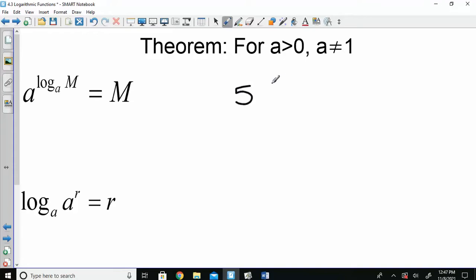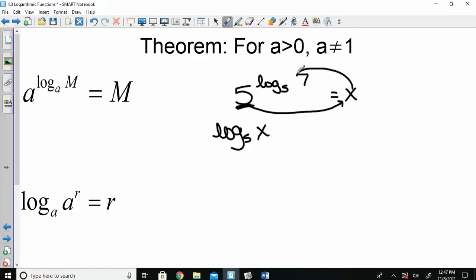Let's say I said 5 to the log base 5 of 7 power, and asked you to figure out what that meant. We talked about how to go back and forth between an exponential and a log on Friday. And this is technically an exponential because you have 5 to a power. So if you wanted to write this as a log, you start with the log. The base of the log is the base of your exponential, of x equals your exponent, which is log base 5 of 7.